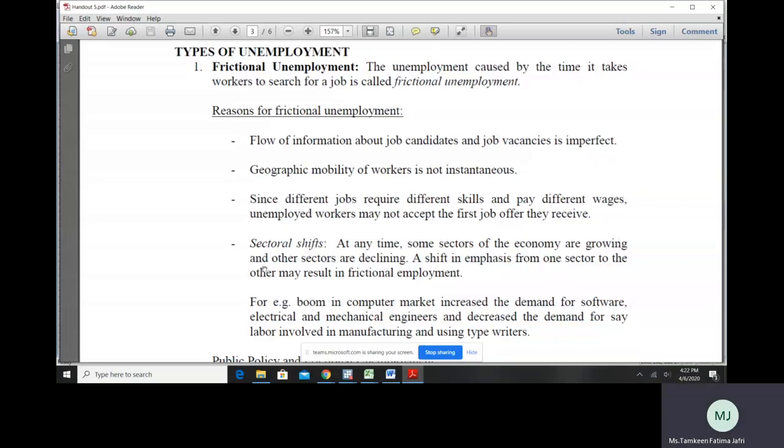Okay, so yet another, अगर हम एक और factor की बात करें which results in frictional unemployment, that is sectoral shifts. So at any time, some sectors of the economy are growing and others are declining. A shift in emphasis from one sector to the other may result in frictional unemployment. ये बड़ा एक common phenomena है. At any given point in time, some sectors are growing while other sectors are fading.